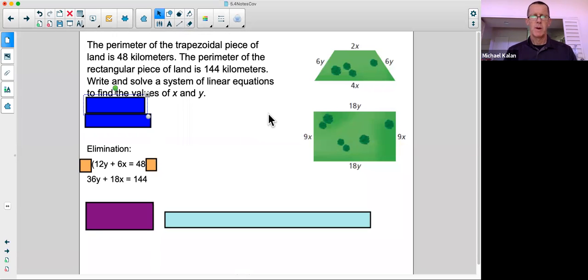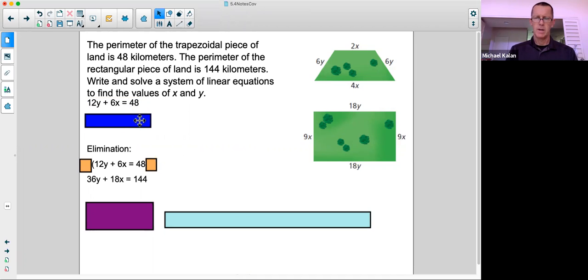Okay. The perimeter of a trapezoidal piece of land is 48 kilometers. Perimeter, remember, means distance around. The perimeter of the rectangular piece of land is 144 kilometers. Write and solve a system of equations to find the values of x and y. So what would your two equations be? For this one, you're literally just adding everything around, right? So that becomes 12y plus 6x equals 48.